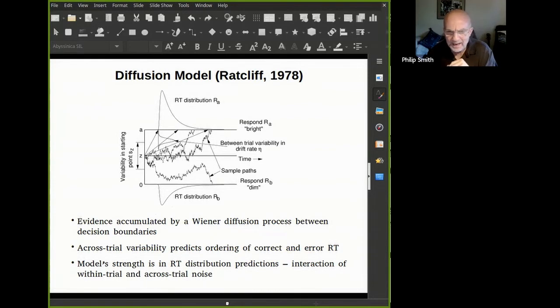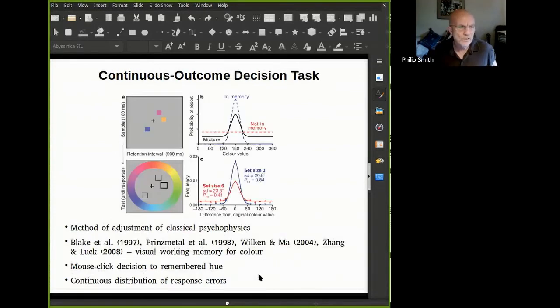Now, the last few decades has seen an increase in the use of a very different kind of decision-making task, continuous outcome decision tasks in which responses are made on continuous spatial scales. This is, of course, not a new idea. It goes back to the old method of adjustment of classical psychophysics, where researchers measured thresholds by asking people to adjust the intensity of a variable stimulus so it matched a standard stimulus. That method was given a modern makeover and reintroduced into modern cognitive psychology by Blake and colleagues and by Prince-Metal and colleagues in the 1990s.